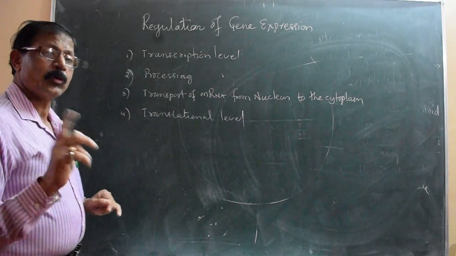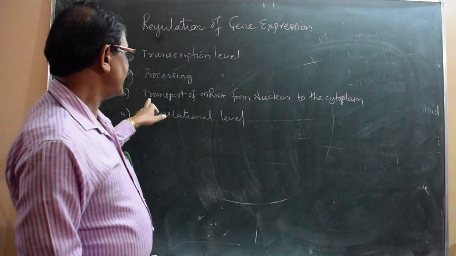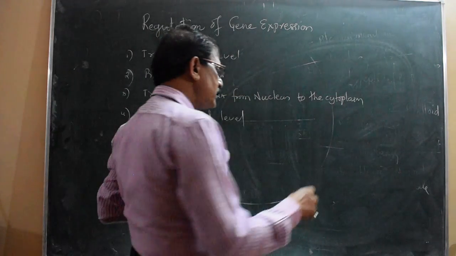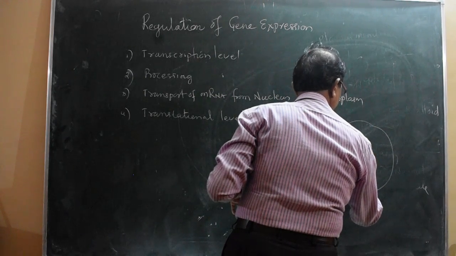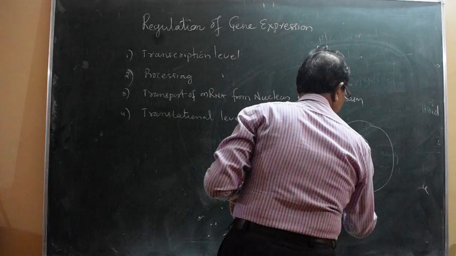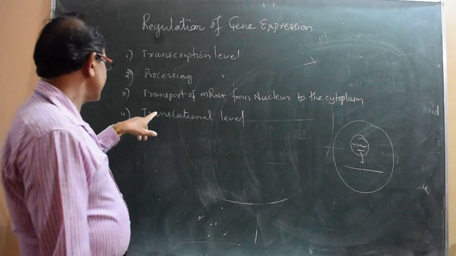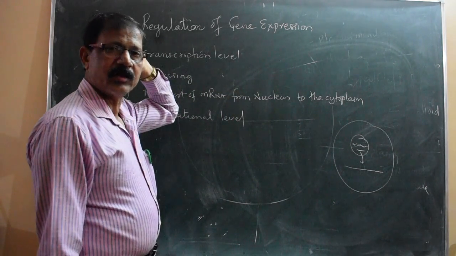Then once the processing is completed, that is, the mRNA is matured, comes the transport of mRNA from the nucleus to the cytoplasm. As we showed, this is a cell and here is the nucleus, and the DNA produces RNA, and this RNA now diffuses into the cytoplasm, and that is the transport of mRNA from the nucleus to the cytoplasm.